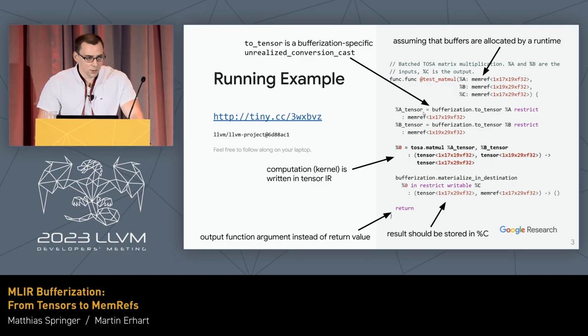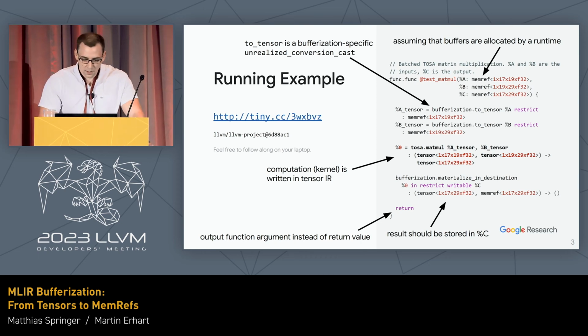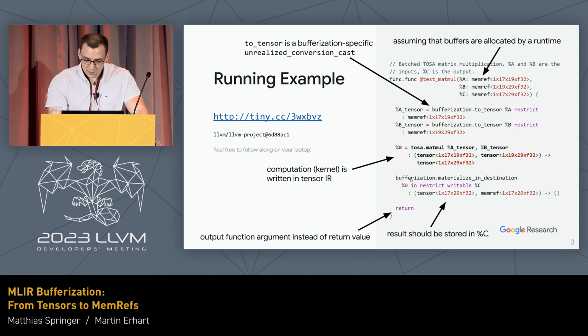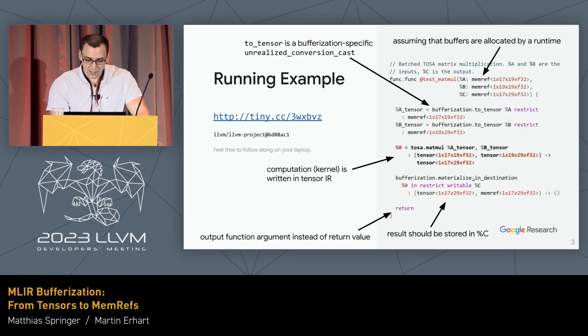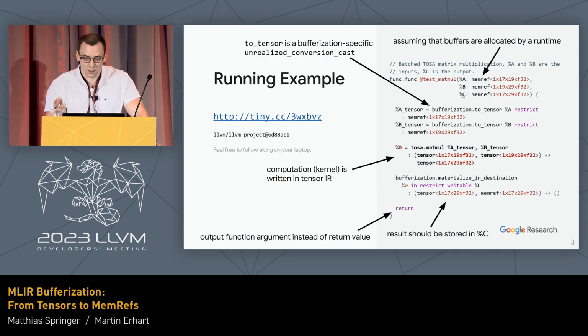And it's connected to this tensor matmul via these bufferization to tensor ops, which basically turn these buffers into tensors. You can think of those as a kind of unrealized conversion cast, and these will be resolved throughout the bufferization. At the very end, we have this bufferization materialize in destination, which says that this computed tensor %0 should actually be stored in this buffer %c. So this is a kind of output buffer here.